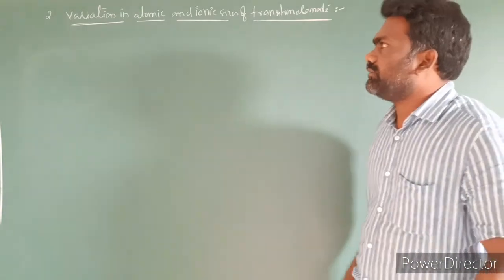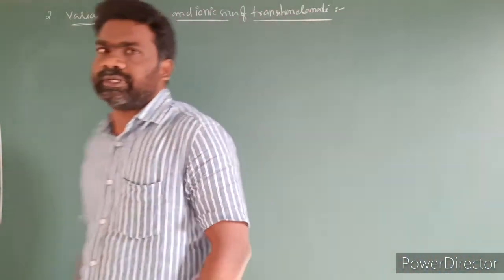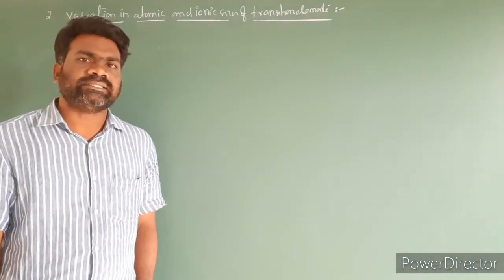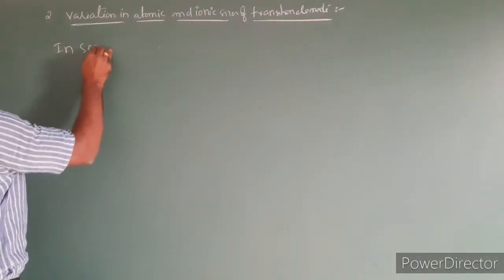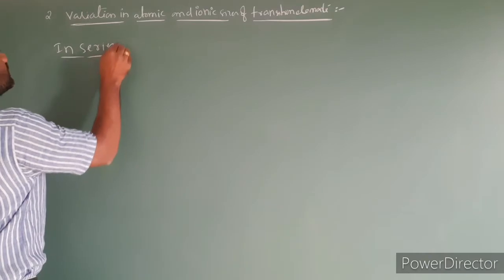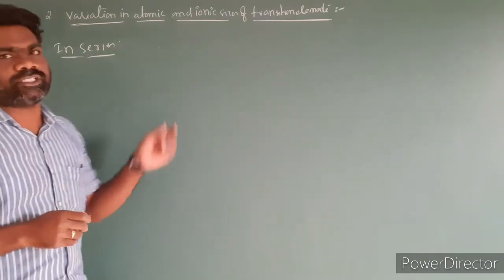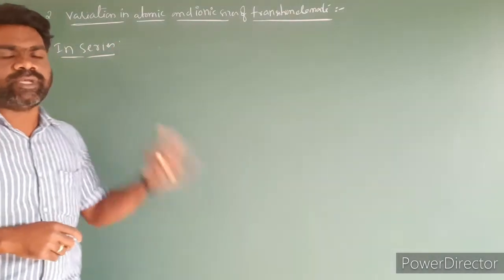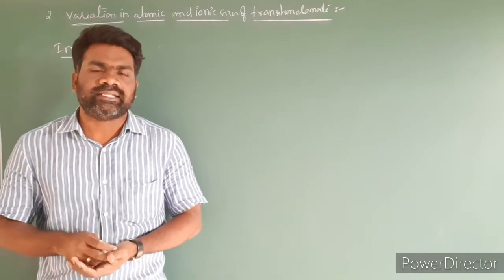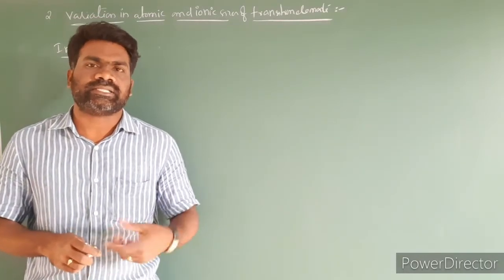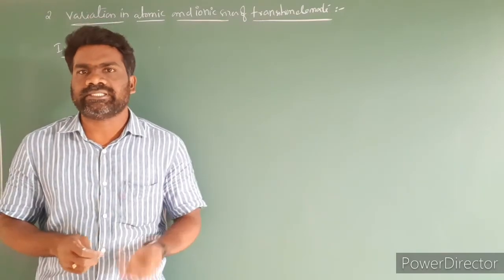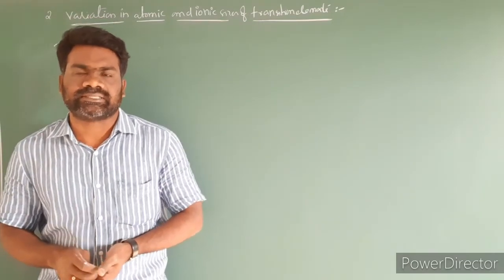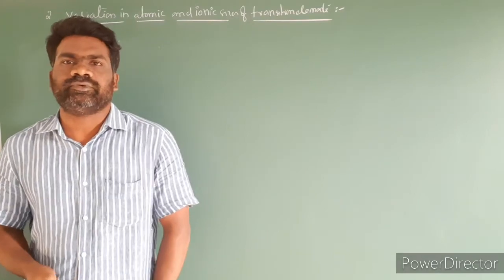Now we will discuss the variation in atomic and ionic sizes of transition elements in series and in groups. First we will discuss in series. Variation in atomic and ionic size of transition elements in series means that while moving from left to right in each series, the atomic and ionic sizes decrease. This is due to the increase of nuclear charge.